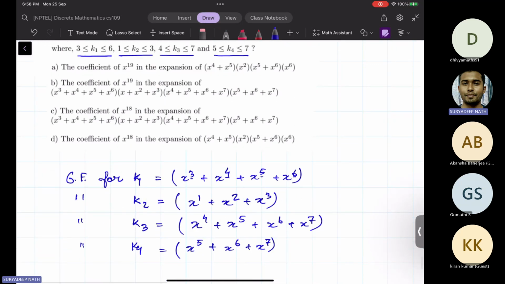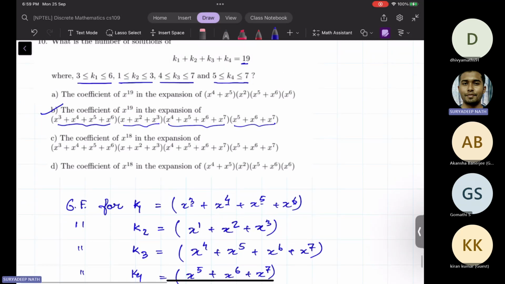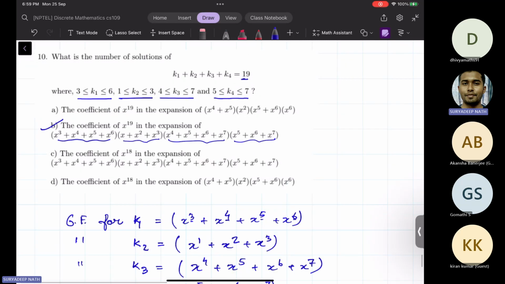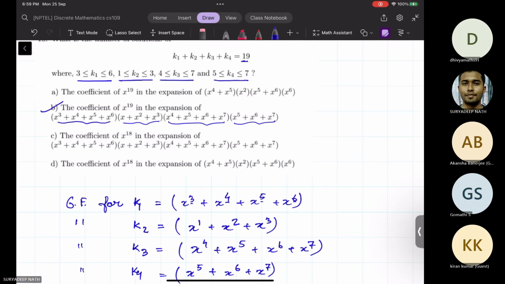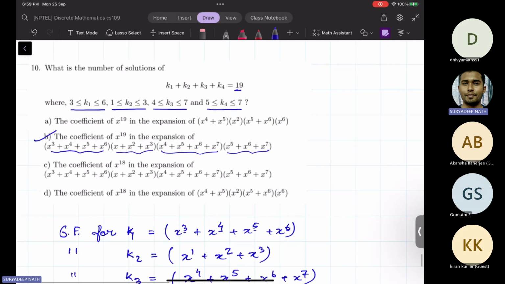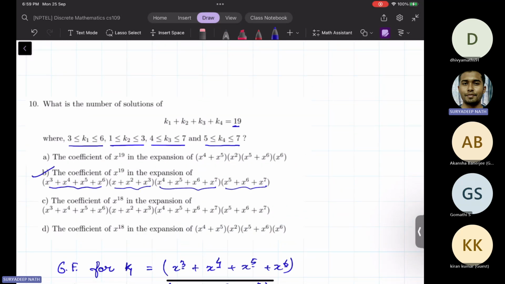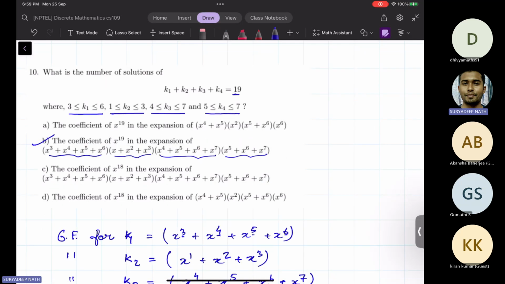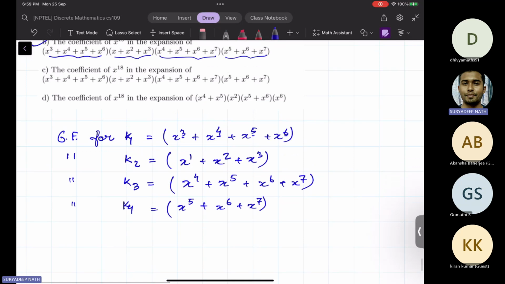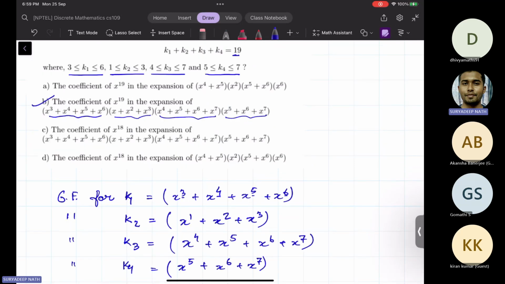So if you look, option B gives all the generating functions correctly. So you have x3 to x6, x1 to x3, 4 to 7, and 5 to 7. In option A, 3 and 6 are missing from the generating function of k1, and 1 and 3 from k2, and so on. So option A cannot be right. And options C and D are looking for coefficients of x to the power 18, whereas the sum should be 19. Therefore, we should look for the coefficient of 19 in this sum. So that's how you get option B as the right answer for this question.